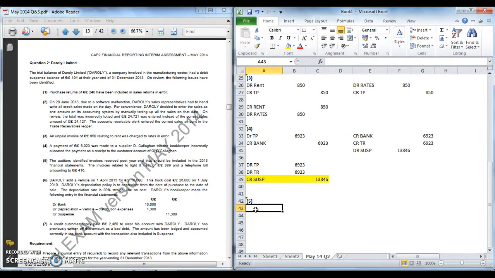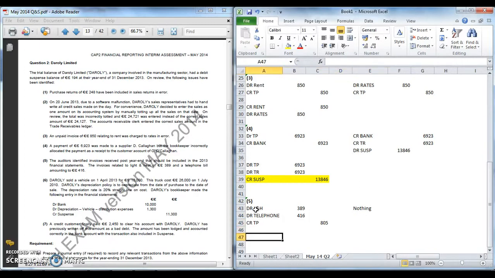The invoices relate to light and heat 389 and a telephone bill. So it should have been debit light and heat 389 and debit telephone 416, and finally you'll credit your trade payables or accrued expenses, either or, for the total. So essentially it's just accrued expenses that weren't accounted for. What has been done was actually nothing. There's been nothing done so far.